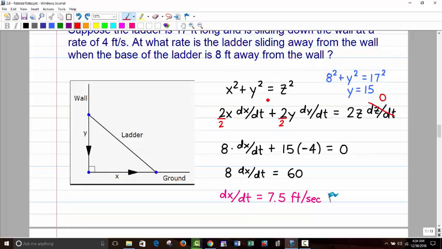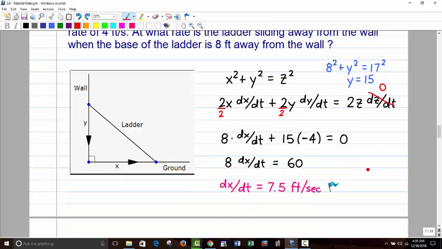It's going to the right. So, all right. So plus 15, which is the y that we just found right here, and dy dt is negative 4, as I mentioned earlier, equals 0. So you solve that equation pretty easy. So 60 divided by 8, 7.5 feet per second. So it's going down the wall at 4 feet per second. It's going away from the wall at 7.5 feet per second.